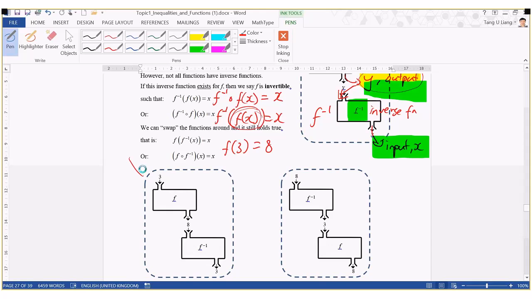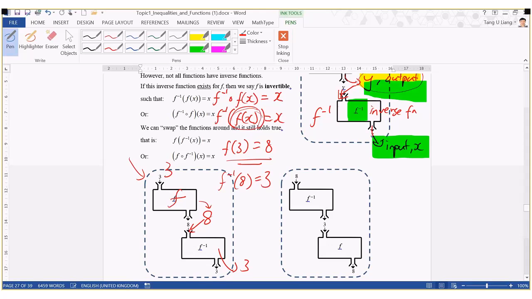3 goes into f, and according to this equation, it's supposed to produce 8. 8 comes out. So what does f inverse do to 8? F inverse will take 8, go inside the f inverse machine, process, and out comes 3. So that's what those abstract things mean.